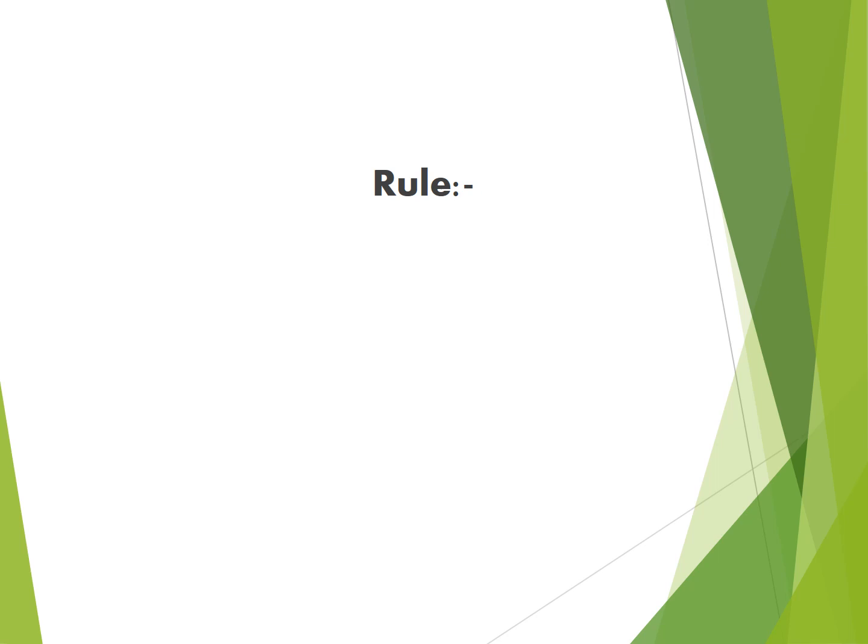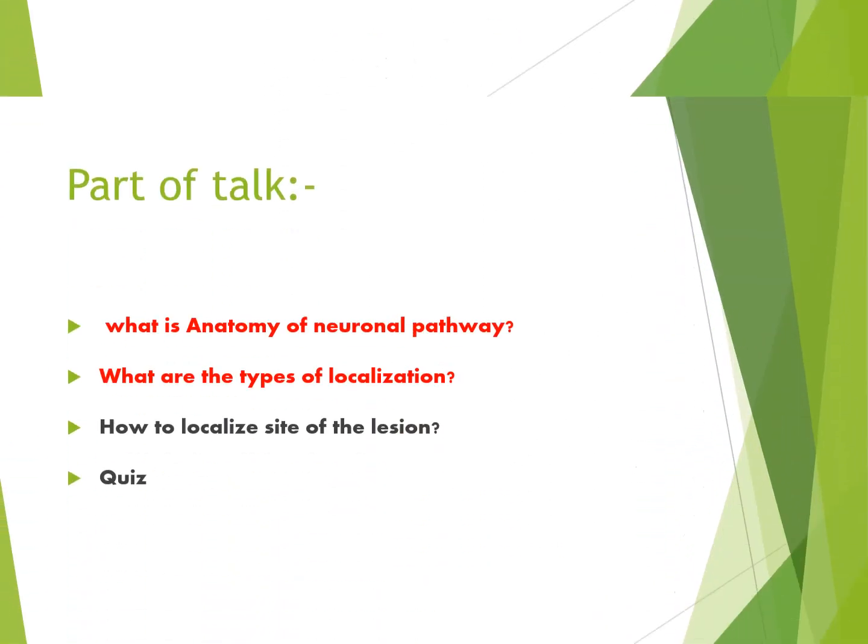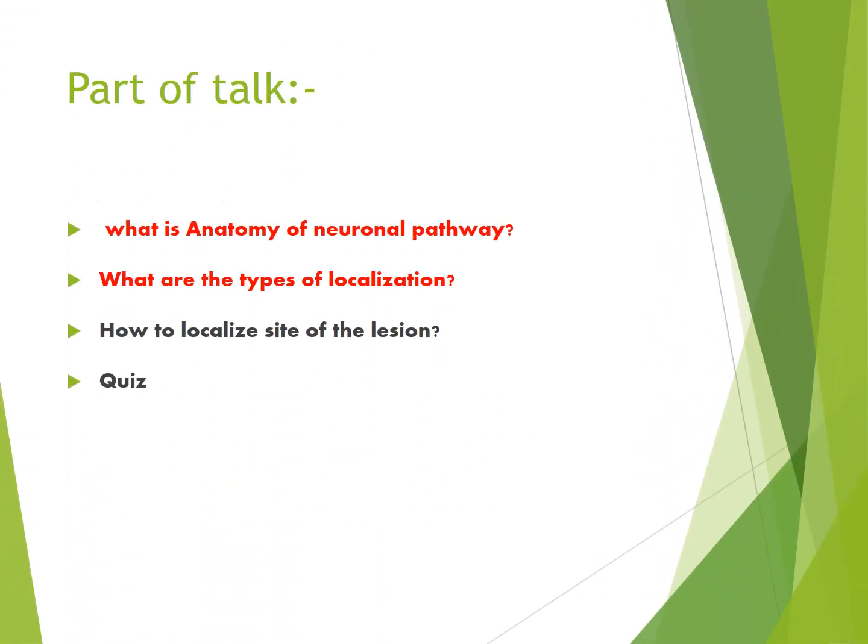There is a rule to localize CNS lesion. Symptom and sign give you site. 3S: symptom and sign give you site. So we finish the anatomy of neuronal pathway. Then we will speak about types of localization.